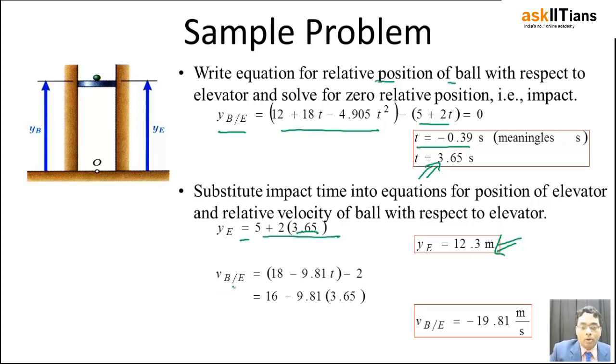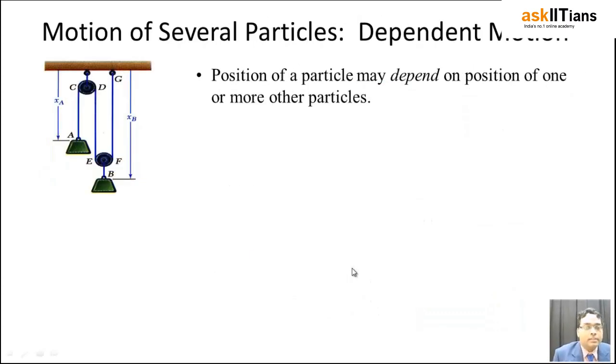And the velocity of the ball with respect to the elevator you can find out, because you know this particular expression, you just have to subtract the 2. Plug in the value of t. 18 minus 2 will be 16. So 16 minus 9.81 times 3.65. If you solve this out, obviously it is going to be of the order of 28 something. Once you solve this, that is going to be the value of the velocity of the ball with respect to the elevator. So this is how it works.